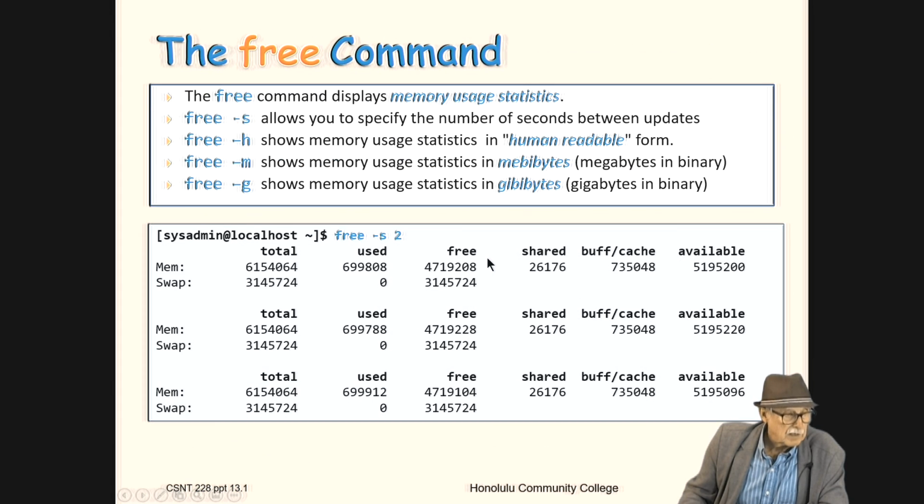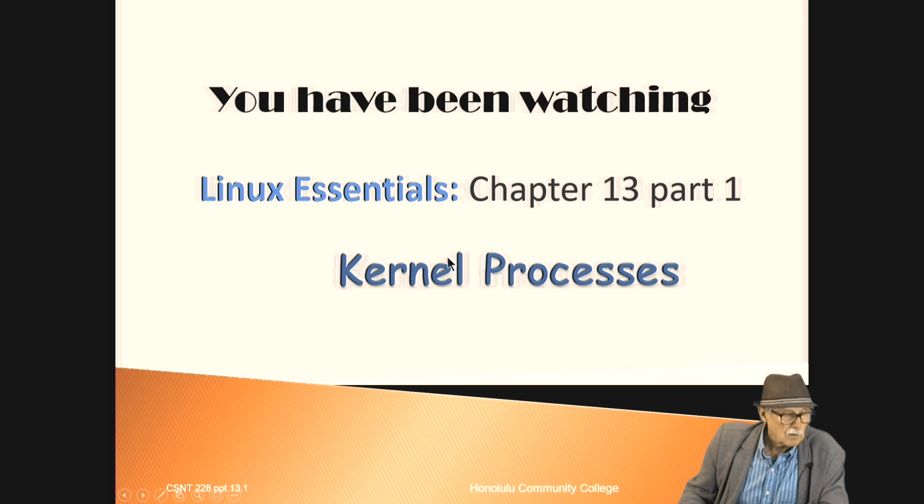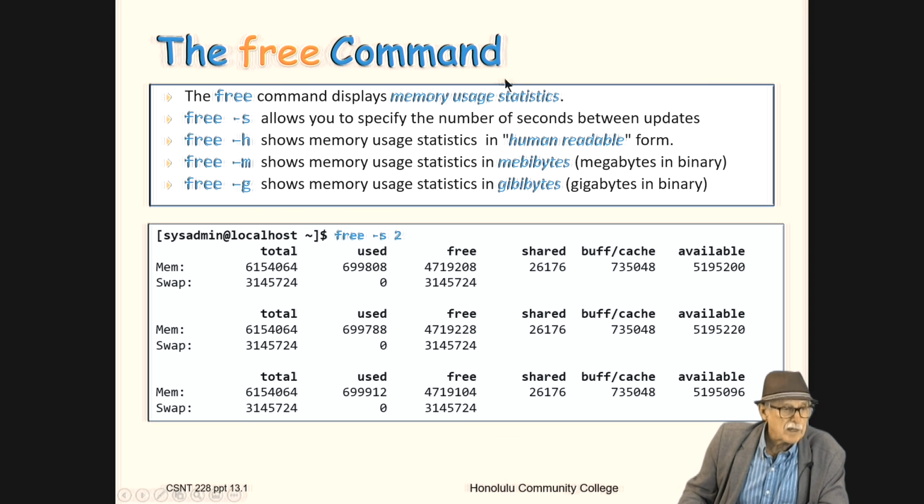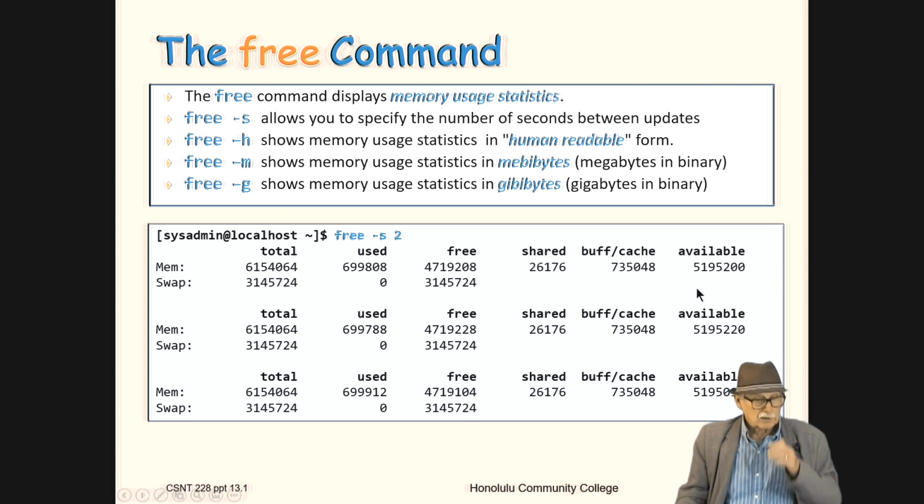So, okay, the last one here is the free command. It shows you how much free memory you have. You have the total memory in the system, the amount used, and the amount that's free. Some of it's shared, some of it's in buffers or cached, and some of it is available. And you're usually looking for how much is available out of the total memory right there.